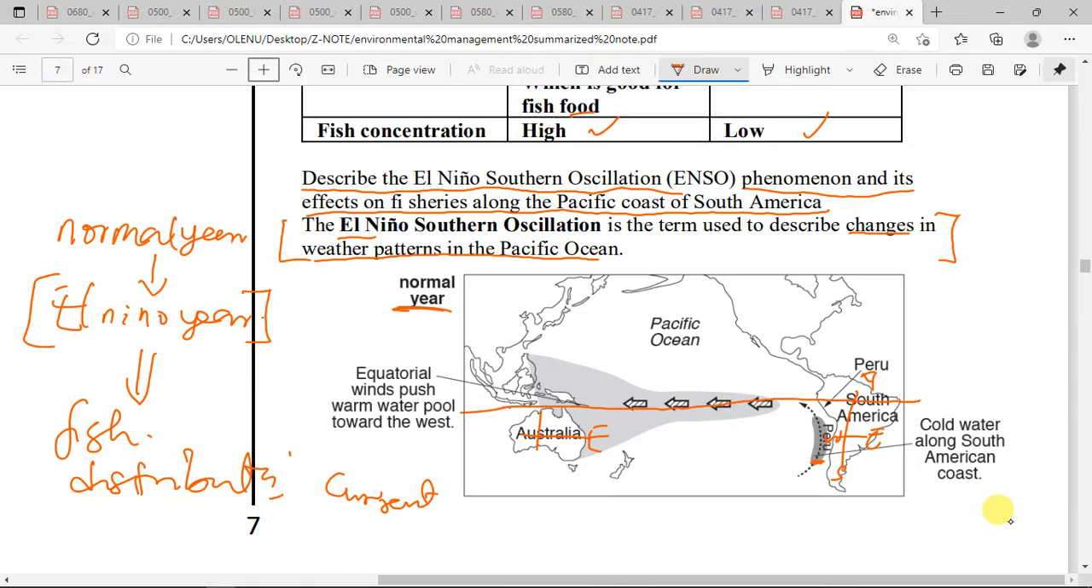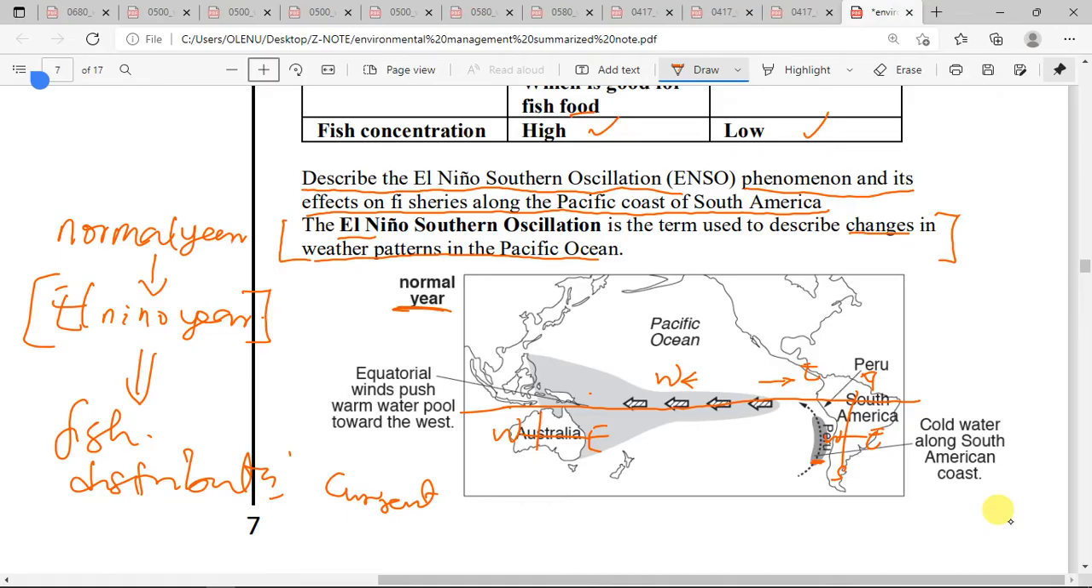So the warm current now flows westward in a normal year, because this direction is the west, while this direction is east, while towards this direction is west. So the equatorial warm current moves towards the west in a normal year. And if the warm current moves towards the west, that means when it gets to the west, what will happen?